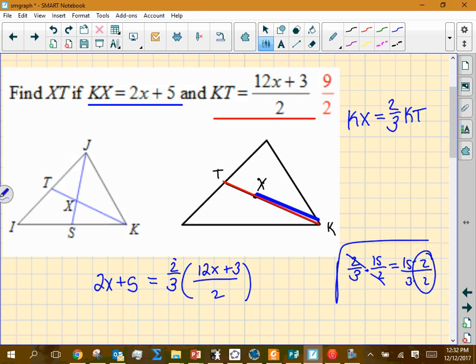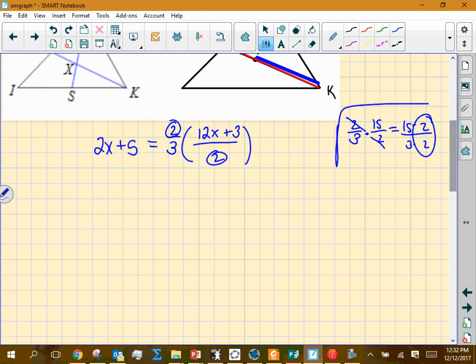So could I cancel that 2 with that 2 right there? Does that make sense to everybody? So I could rewrite this thing as maybe 2x plus 5 equals 1/3. Now that those 2's have canceled, that's where I'm left with that 1 up top. And now there's no denominator left over here, so now it's 12x plus 3.